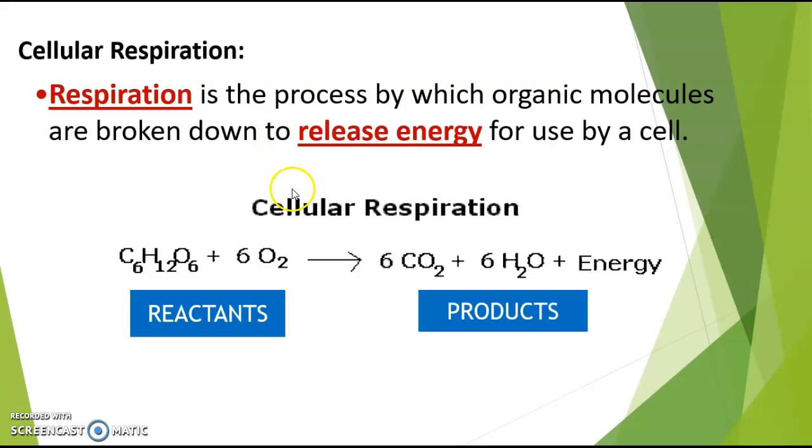So if you look at the formula of cellular respiration, you have 2 reactants on the left side. So here's your glucose molecule plus your oxygen molecule. Chemical reaction takes place, that's what the arrow means. And then your 3 products are carbon dioxide, water, and energy.